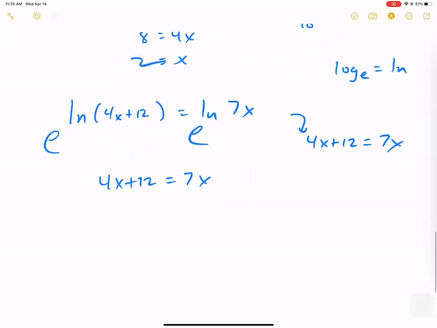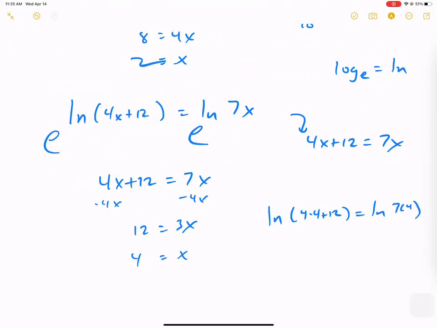Okay, same way. Let's go and solve for x, minus 4x on both sides. Then divide by 3, x is equal to 4. And if we go ahead and try it again, natural log of 4 times 4 plus 12, or natural log of 7 times 4. This is 8 plus 12. What is that? 8 plus 12? No, 16 plus 12 is 28. And they are equal to each other.